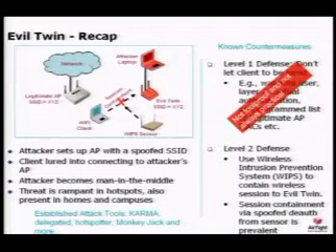For example, in this case, once the sensor detects that a client is connecting to an Evil Twin AP, it will launch a deauthentication attack to disrupt the communication. And the good news is that such a communication can be easily disrupted using this technique.